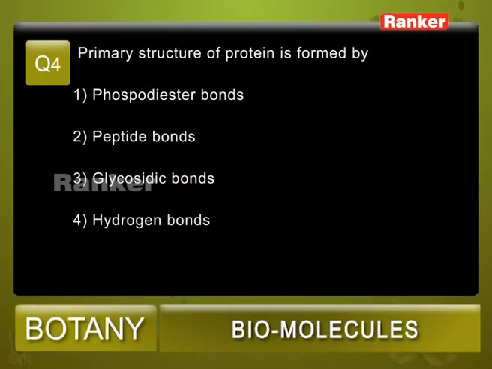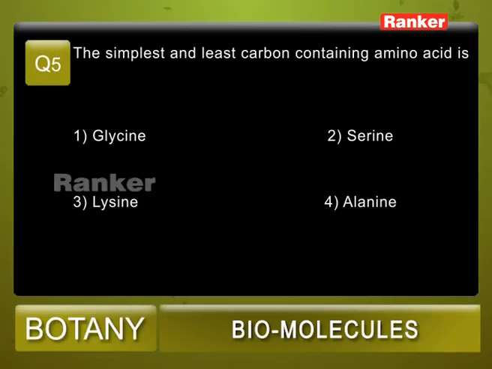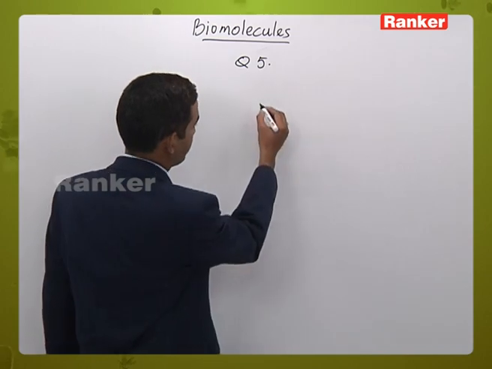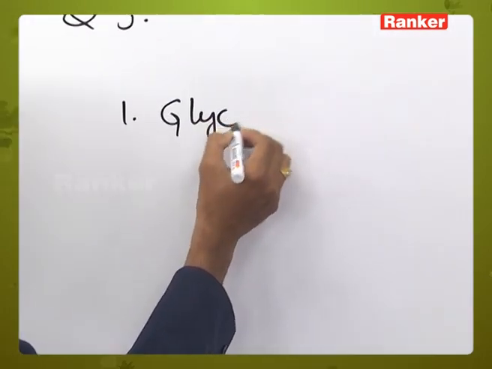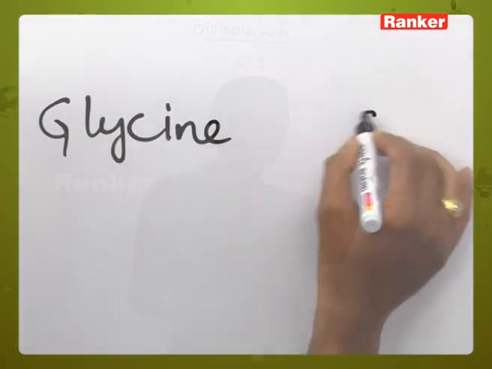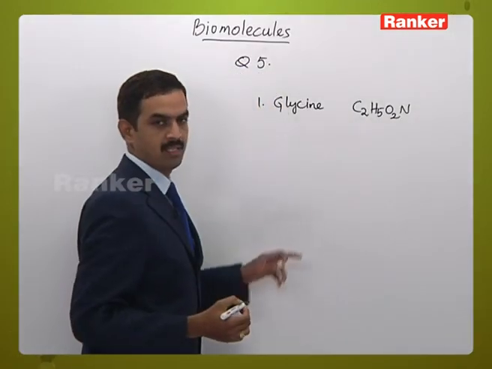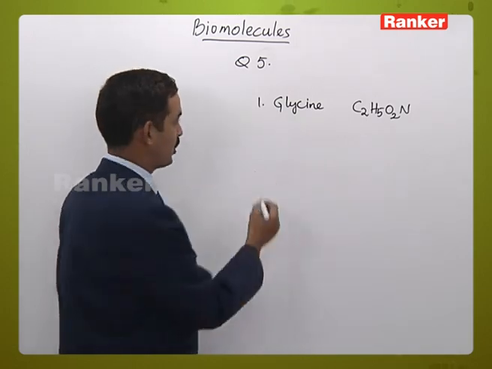So question number 4, the correct answer is 2. Question number 5. The simplest and least carbon containing amino acid is: options 1 glycine, 2 serine, 3 lysine, 4 alanine. Okay. The given options: 1 glycine. Glycine is an amino acid which has 2 carbons in it, that is C2H5O2N. This is the molecular formula of the glycine molecule.